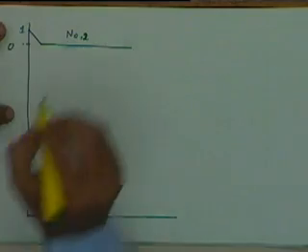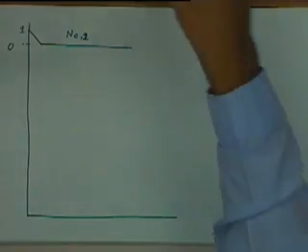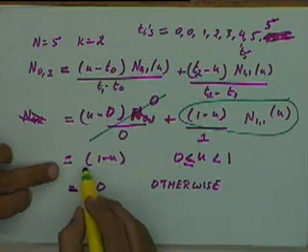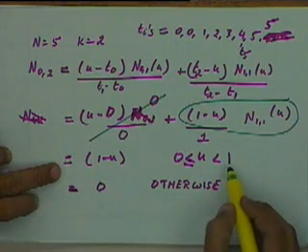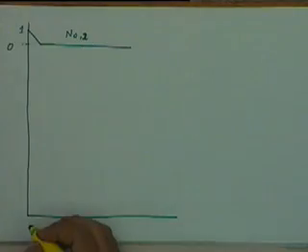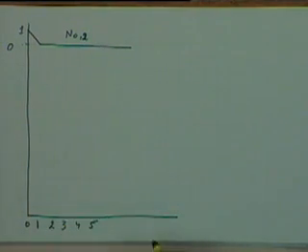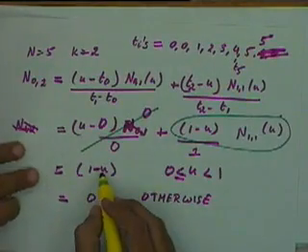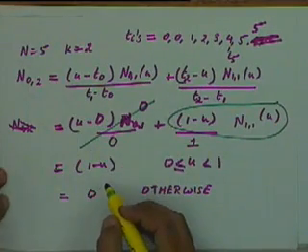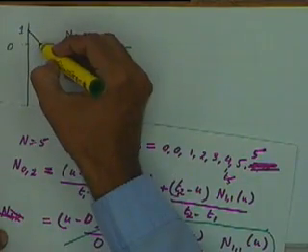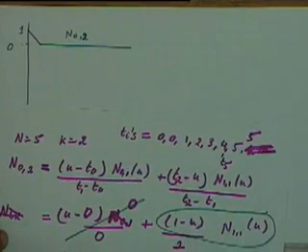Sorry, the expression we had for N02. So N02 is 1 minus u when u is between 0 and 1. Okay, so between 0 and 1 it is equal to 1 minus u. So it is going to be a linear relationship with a slope of minus 1. So we'll get a figure like this.